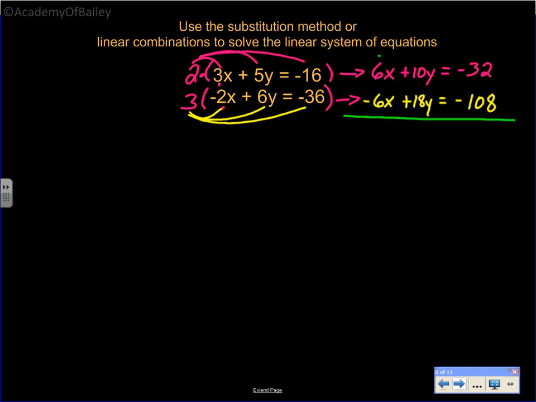Since this is a positive 6 and this is a negative 6, they're opposite of each other, and we are good to go. We are ready for liftoff. 6x plus negative 6x is going to be 0x. Those cancel. 10y plus 18y is 28y. And negative 32 plus negative 108 is going to be negative 140.